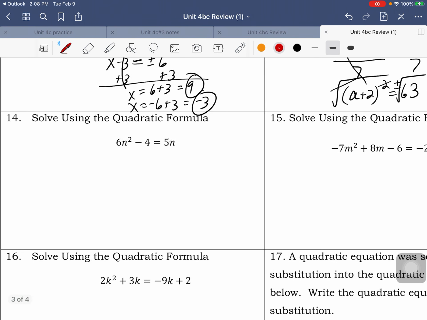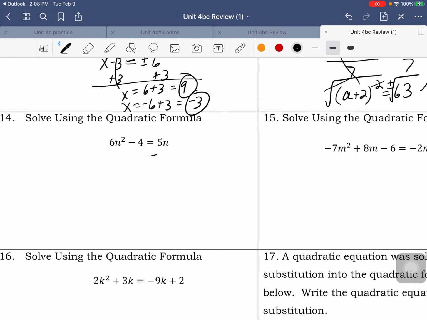Solve using the quadratic formula. All right, let's do it. So minus 5n, that's your b term. Let's squeeze that in there.